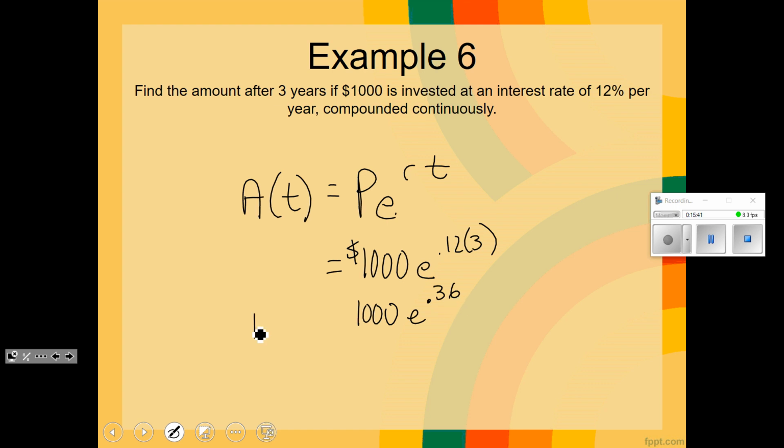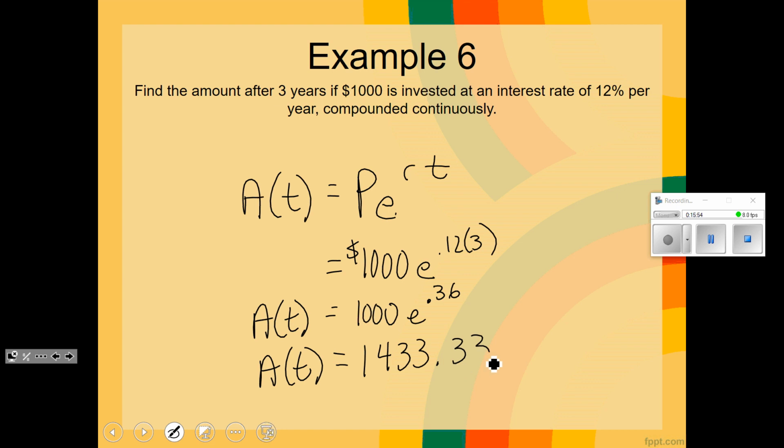So my question is, what's the amount if we compound it continuously? $1,433.33. And that's pretty close to what it was daily. Does that make sense? Because daily is almost like it's doing it continuously, right? Every single day. Okay? But it will be slightly more because it's continuously compounding over and over and over again. Eventually.